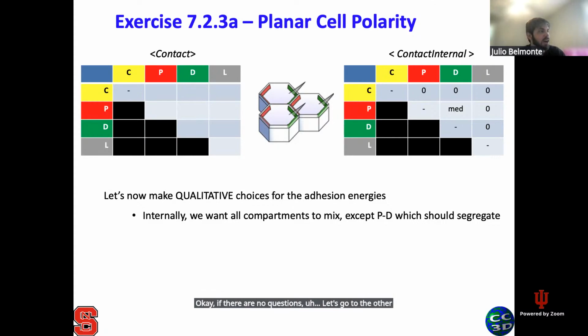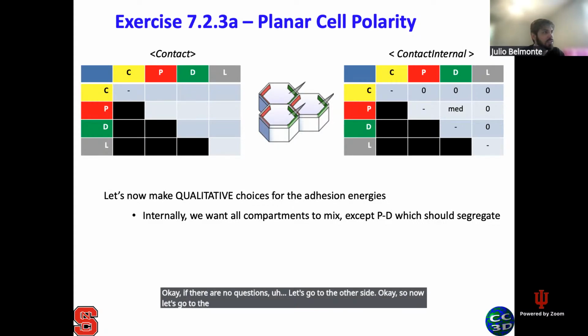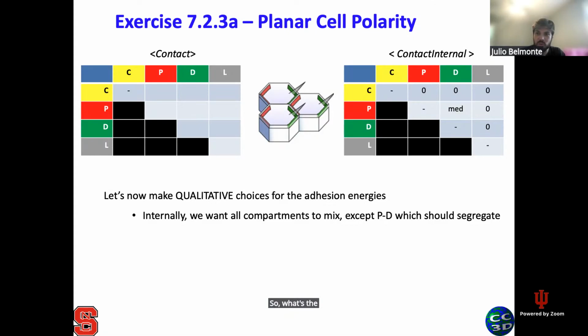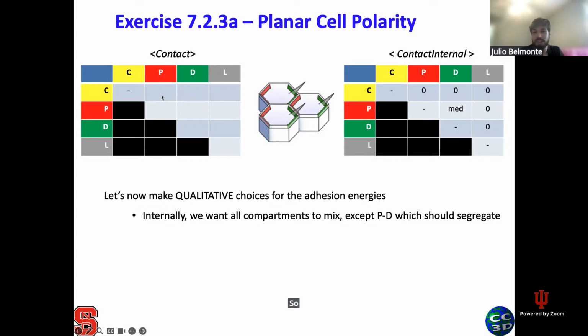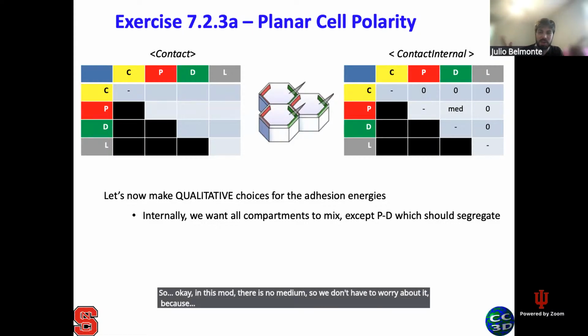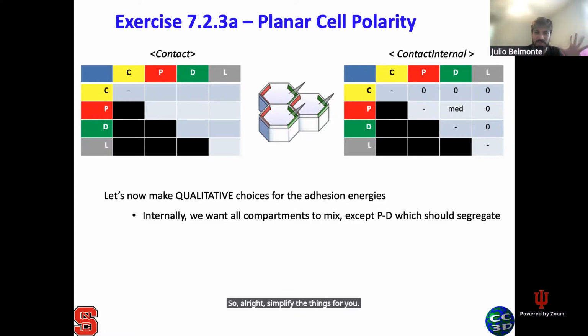Okay, so now let's go to the external contact energies. What's the very first thing that you want to do in the external contact energies, that must be true in order for this tissue level organization to happen? Okay, Replus suggests that maybe the cytoplasm should stay away from the medium. So, okay, in this model, there is no medium, so we don't have to worry about it because there are periodic boundary conditions. So I already simplified things for you. No medium in this model.